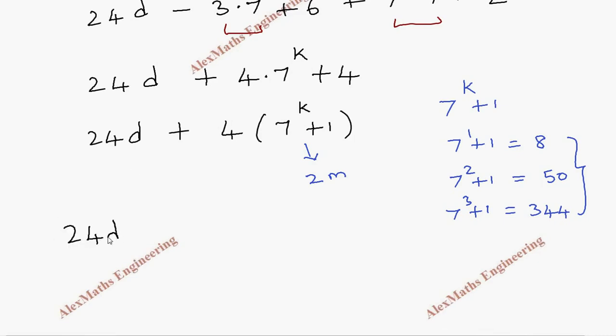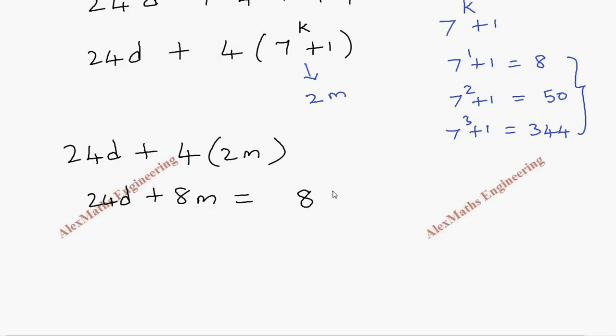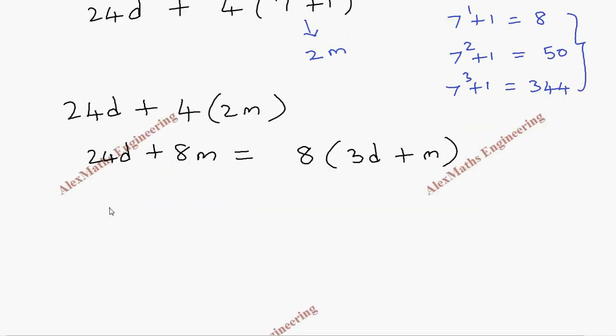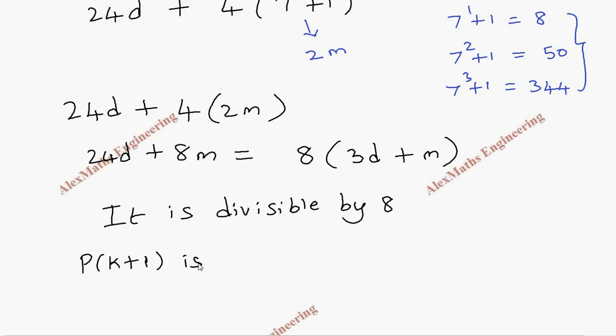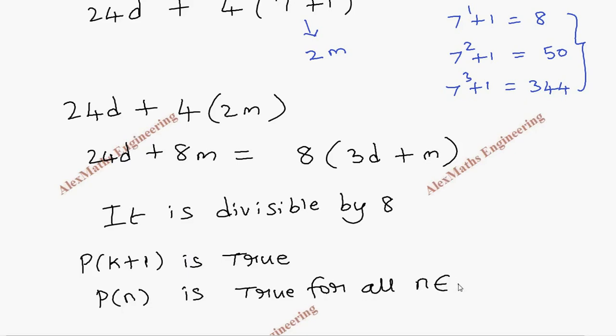So now it is 24d + 4 into 2m. Now 24d + 8m, we can take 8 common, we are left with 3d + m. Therefore, we can say it is divisible by 8 because we have 8 times some constant. So P(k+1) is true, and P(n) is true for all n belonging to natural numbers by the principle of mathematical induction.